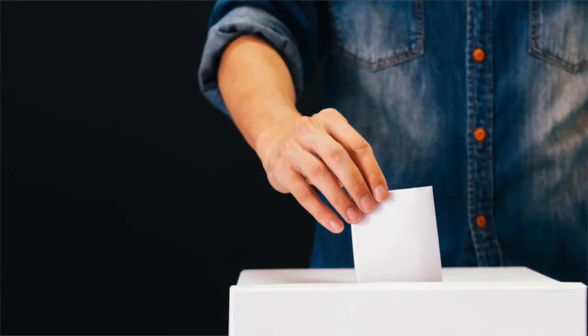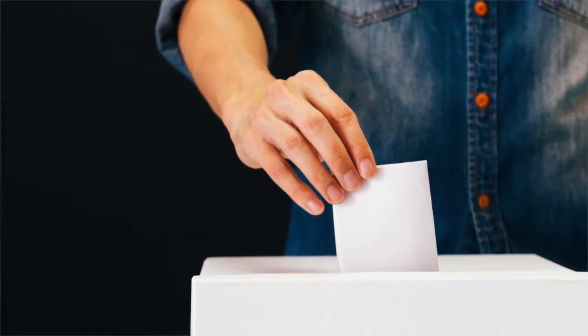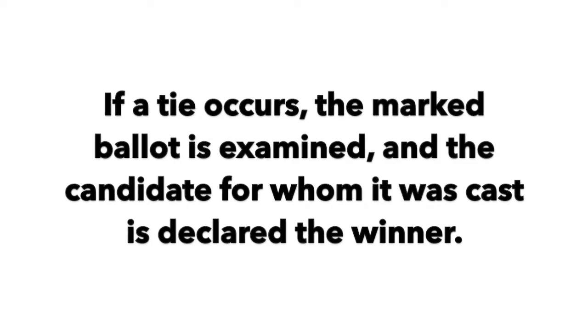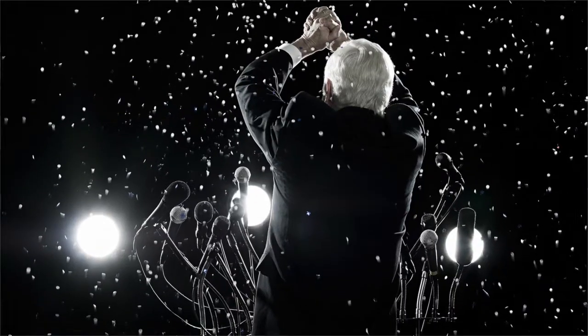Many school boards have included a point in their procedural bylaw about the process they will actually use. The most common method is the discrete marking of one of the ballots used for the election. If a tie occurs, the marked ballot is examined, and the candidate for whom it was cast is declared the winner. One further note about election ties.